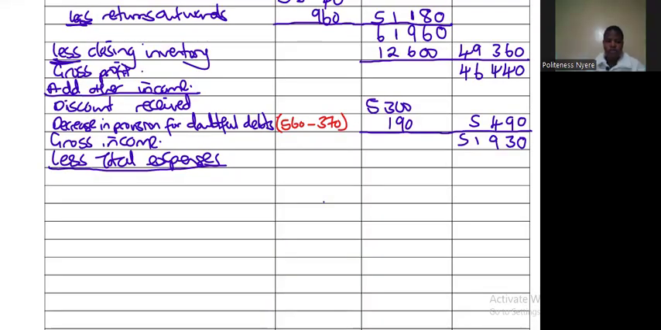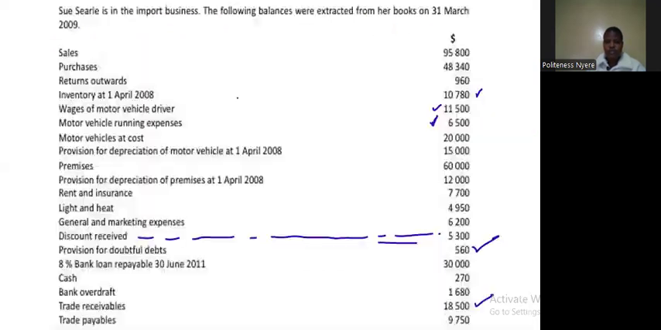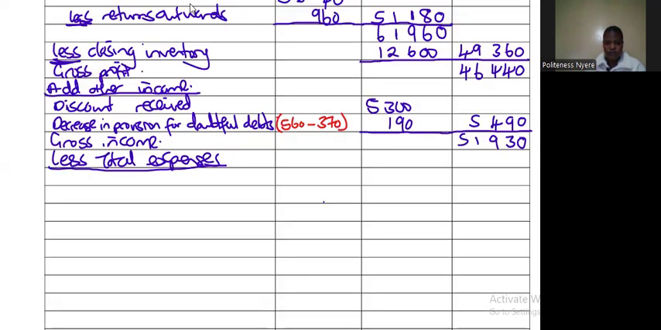Okay, so now we are continuing with our expenses, less total expenses. On the expenses, let's see. We want to start from here with wages. We have wages of a motor vehicle driver. Remember these ones, we said 20% was for purchases and the other one was for delivery. So the 80% is the one we are dealing with now. So we say wages of motor vehicle driver, 11,500.